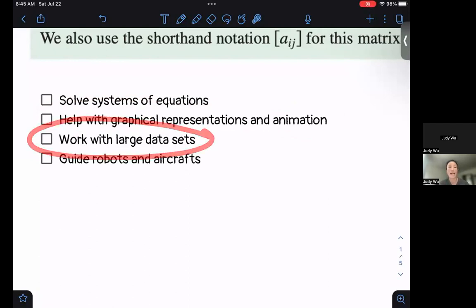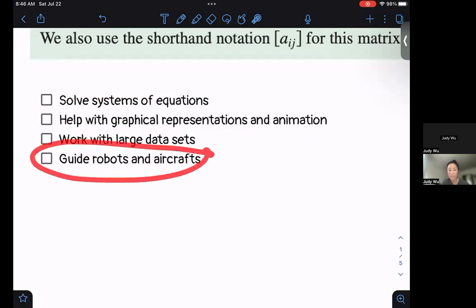If you're thinking about looking at any sort of data science, statistics, any of that sort of thing, working with large data sets, and we're talking like tens of thousands of entries, matrices is usually a really nice way to organize your data. And finally, if you're thinking about going into some engineering of any sorts, we actually use a lot of matrices to help define the motion that robots make, but also to help guide aircrafts. All right, so lots and lots of applications for matrices. Super cool idea, and we're just going to start here with just some of the basics in this video.